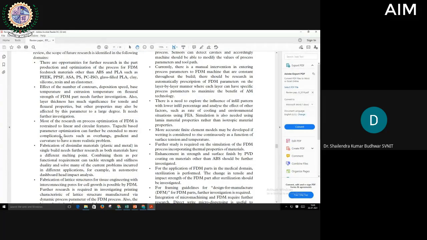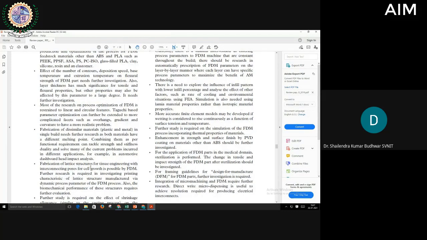Taguchi-based parameter optimization can further be extended to more complicated facets such as overhangs, gradient, and curvature to have more realistic problems. And fabrication of dissimilar materials, plastic and metal, in a single bed needs further research, as both materials have different melting points. This may be a very good topic for research: how can we fabricate dissimilar materials by using the same FDM machine at a single bed, because there will be a problem that both materials have different melting points.